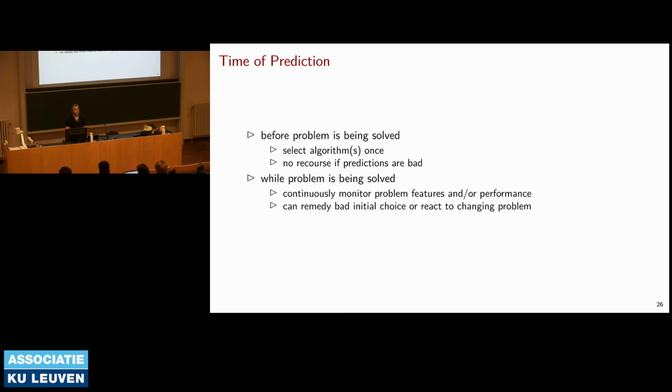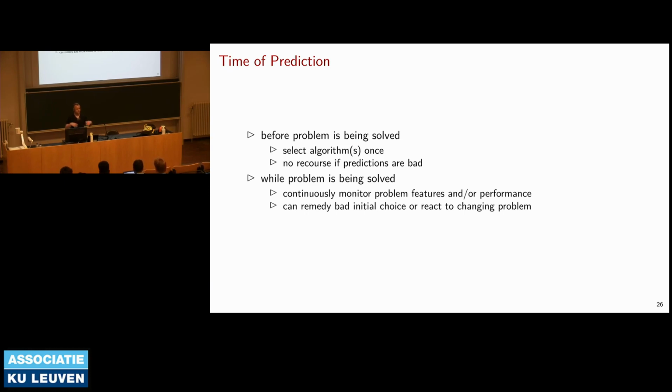So for example, using these dynamic features, I can now react if I see that something has gone wrong. So either the problem is very different to what I expected, or the solver is not performing as well as I expected for whatever reason. I can now address this, and I can change the algorithm.